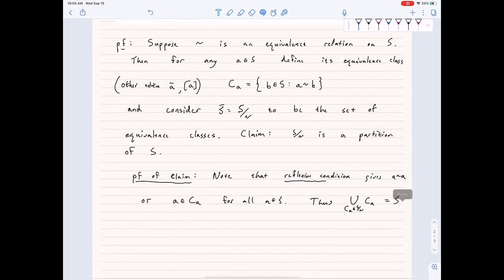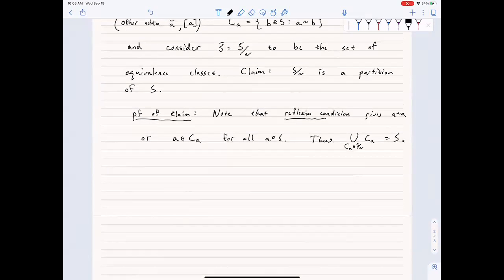You want to use your conditions. You really do. So we have what you just asked for. Hazard of the trade. So the union of all the equivalence classes is indeed S. What else do we need to show for it to be a partition? That they're disjoint.